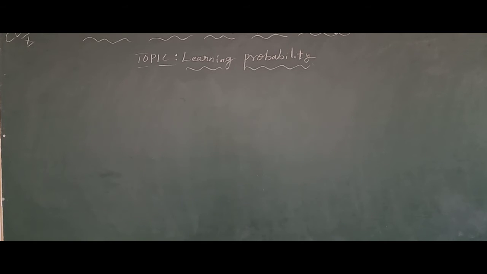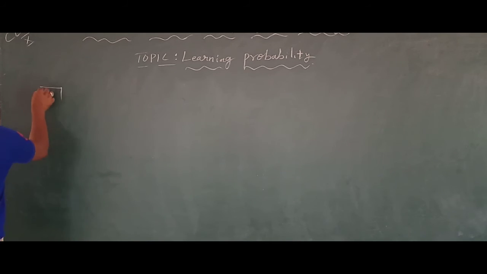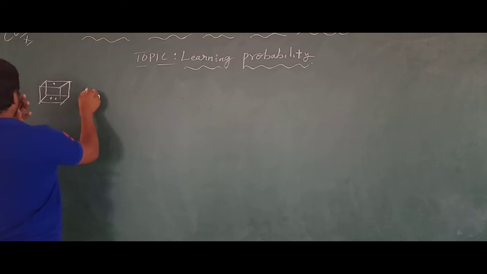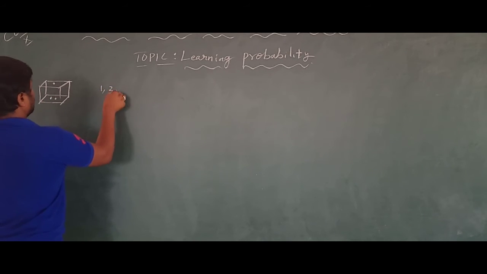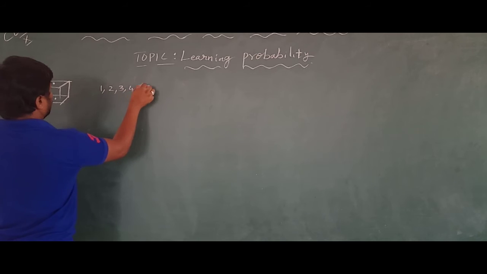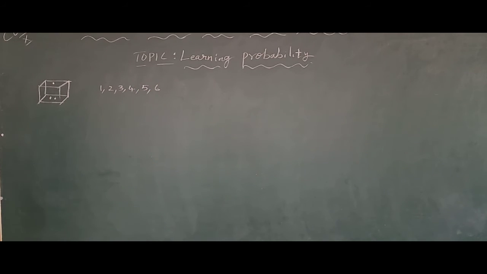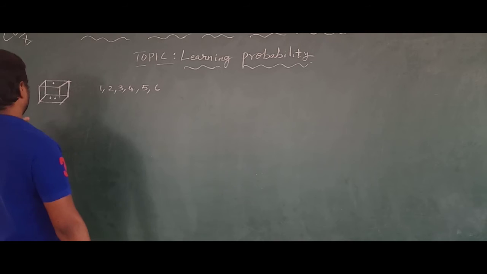Let's move on to the next topic, that is dice. Let me draw a dice that is in the form of a cube. There may be the 1, there may be the 2. So what are the outcomes of this dice? Let me write 1, 2, 3, 4, 5, 6. So 6 outcomes are possible in a dice.